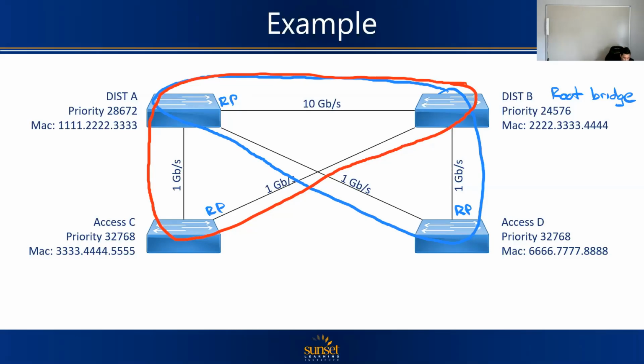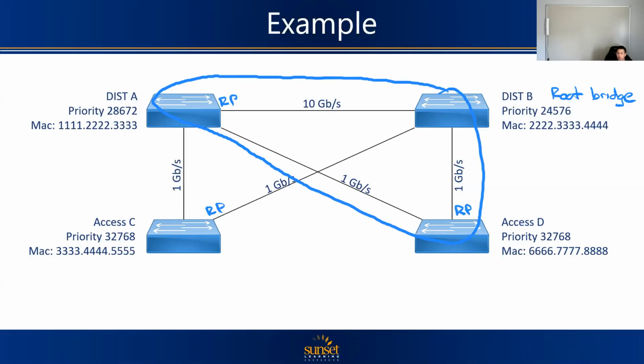And the way that it works is I'm going to look at the blue topology first, the one that I outlined in blue. So when I take a look at that, I'm only looking at distribution A switch, distribution B switch, and access layer D switch. So here's my question to you guys. Out of distribution A, distribution B, and access D, which switch has the worst credentials as far as priority and MAC address goes?